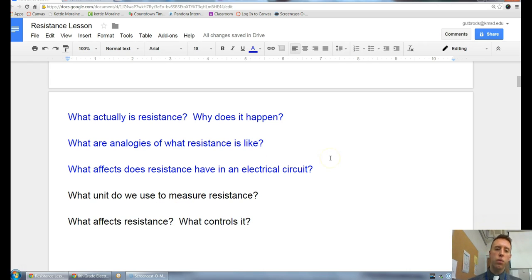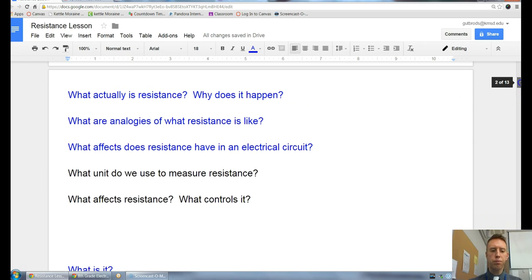As we said before, we've learned about electricity, conductors, insulators, voltage, and current. So resistance is the last big one that we're going to learn about to really help us understand electricity. And it tends to be one of the easier things for us to understand about electricity. So let's dive in. What actually is resistance?